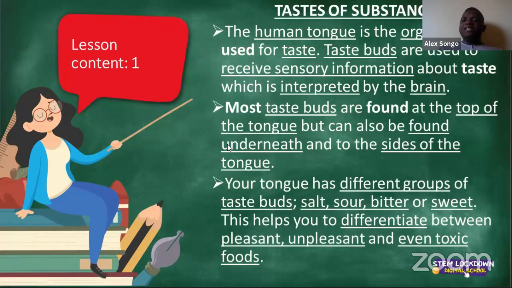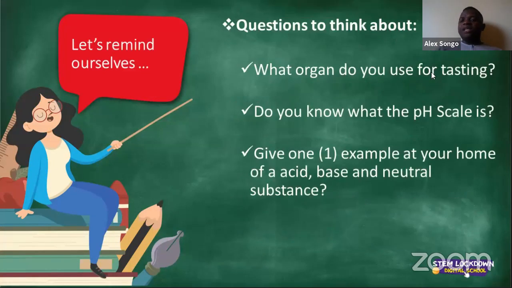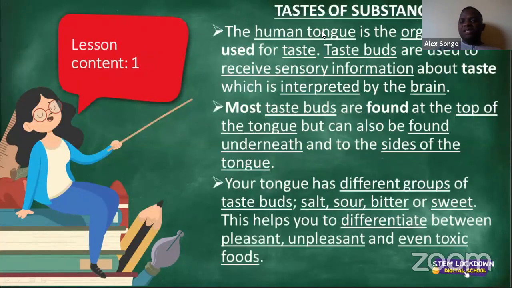Tastes of substances. Remember I had asked you a question: what is the organ that we use for tasting? The answer is very simple. It is the tongue. And because we are human beings, we are going to solely focus on the human tongue that is used for tasting.